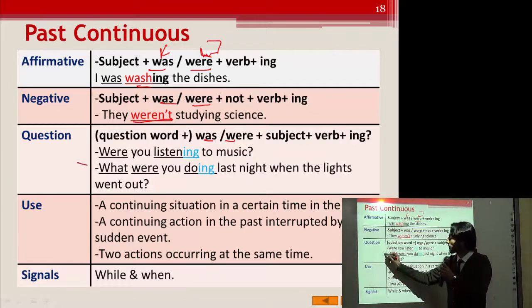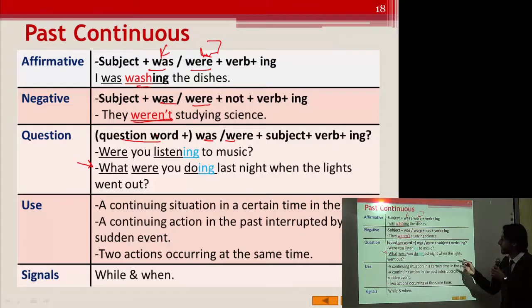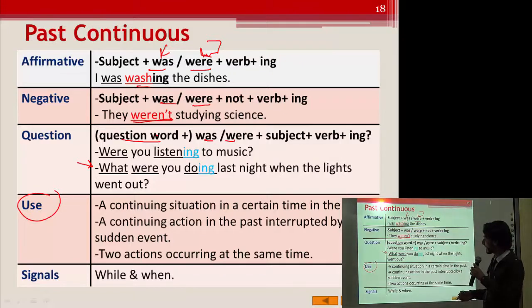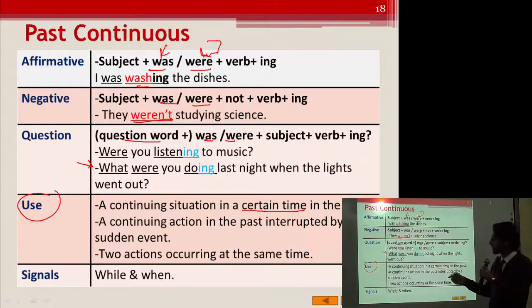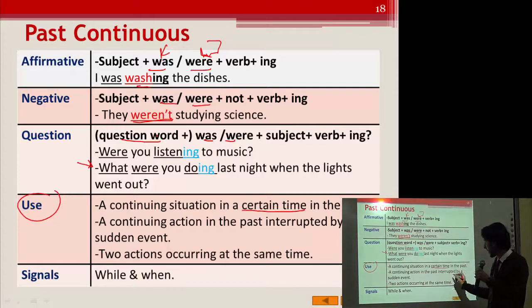In WH questions, start by using a question word. For instance, what were you doing last night when the lights went off? The function of past continuous is to express a continuing situation at a certain time in the past. It is also used to express a continuing action in the past interrupted by a sudden event.